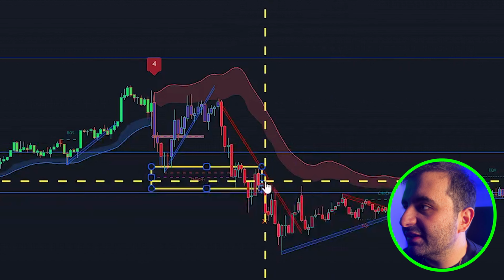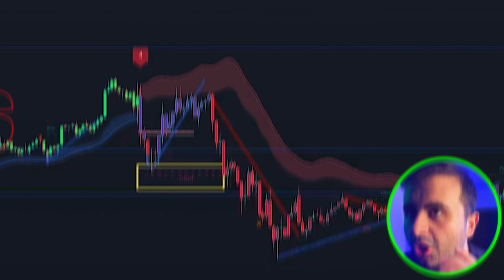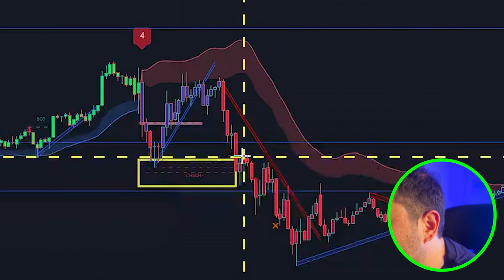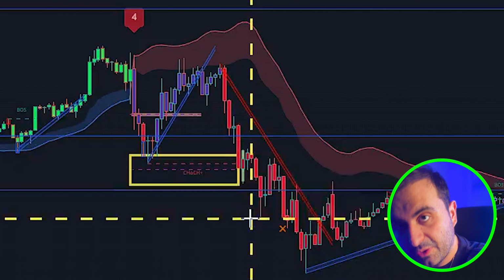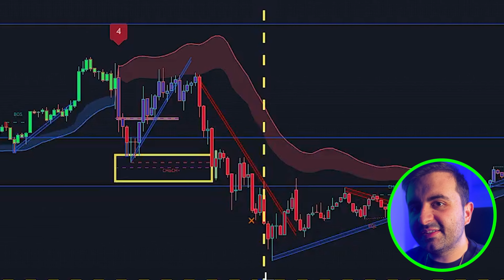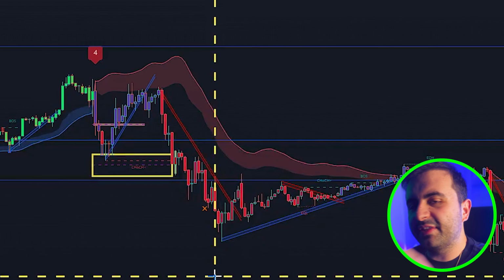So after that you will take a short position with the bar close here. You see this bar, right? After this bar close, take that short position. And the next question is, how long should we ride our trade? The answer is so simple.